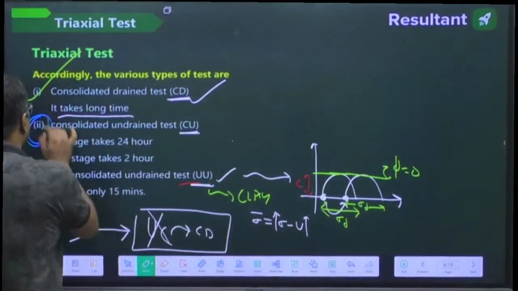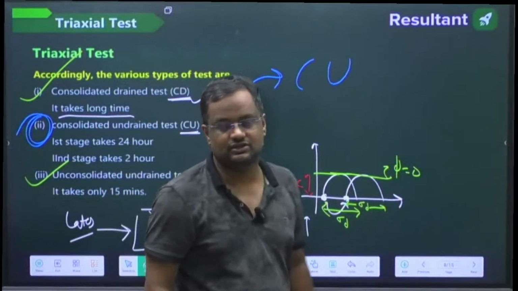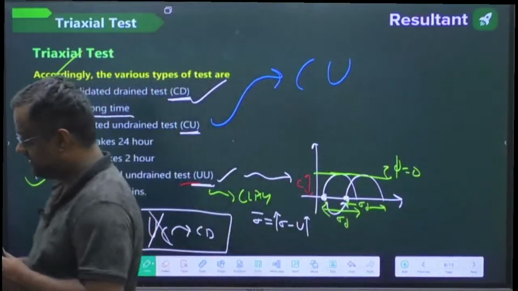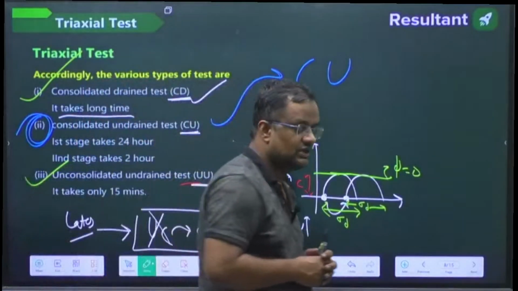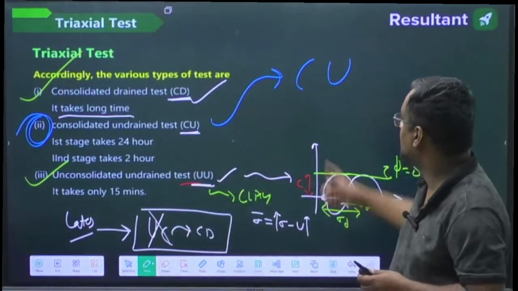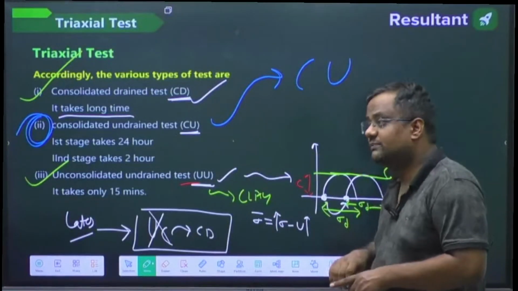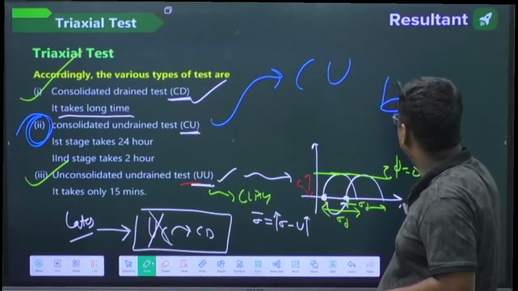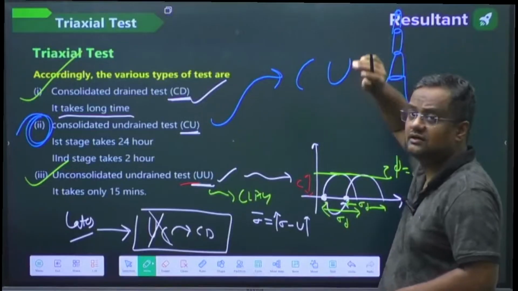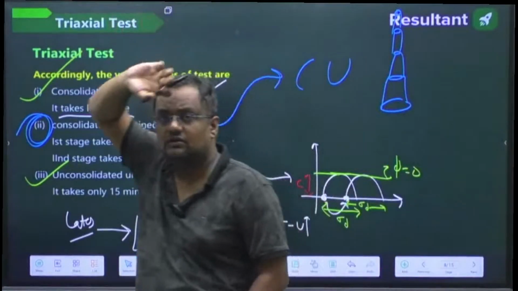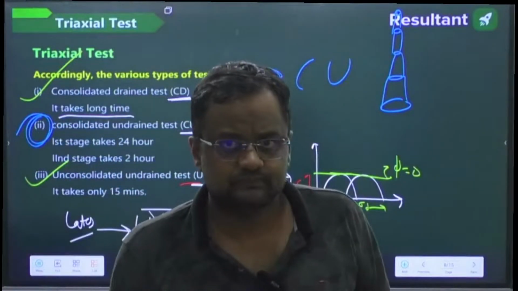Now I'm telling about the CU test, the consolidated undrained test. That means in the first stage, consolidation is allowed. You're allowing the water to go out, but in the second stage, you are not allowing. Where is it done? Let me tell you about Qutub Minar. There are many stories in Qutub Minar, and in reality, guys, a few years back, the top two stories fell down.